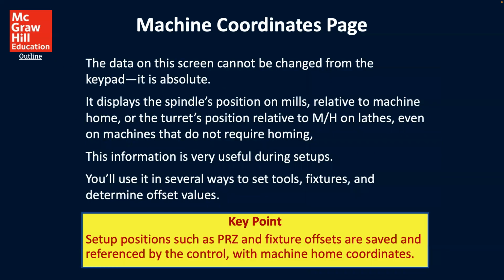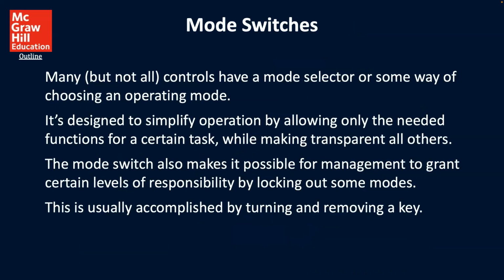For the machine coordinates page, the data on this screen cannot be changed from the keypad. It is absolute. It displays the spindle's position on mills relative to machine home, or the turret's position relative to machine home on lathes, even on machines that do not require homing. This information is very useful during setups. You will use it in several ways to set up tools, fixtures, and determine offset values. The key point is that the setup positions such as PRZ and fixture offsets are saved and referenced by the control with machine home coordinates.